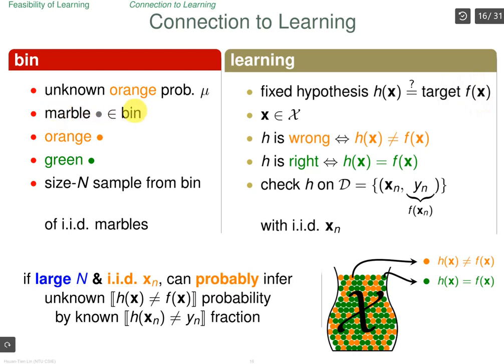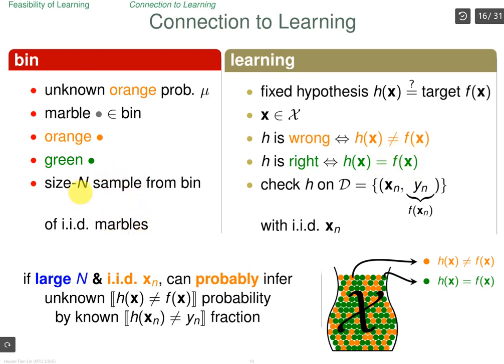The marbles in the bin are similar to the training examples in the machine learning case. These are the input data. The orange probability can be considered as the fixed hypothesis being wrong on a given input. So h of x doesn't agree with f of x, while the green marbles case is where h is right. So the selected hypothesis is right, so it agrees with the target function.